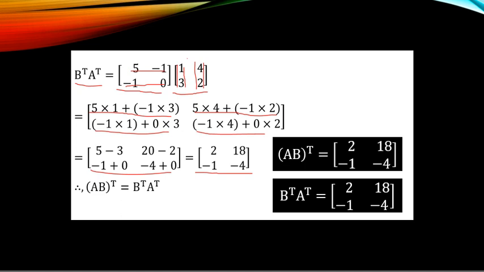So let's compare. This is the result for (AB) transpose. This is the result for B transpose times A transpose. So what we are asked to prove is true. That property is true for matrix multiplication. That is the meaning. Okay.